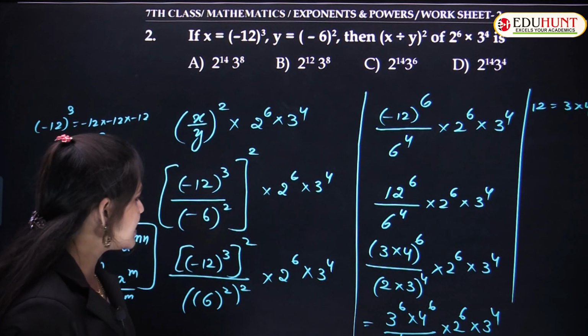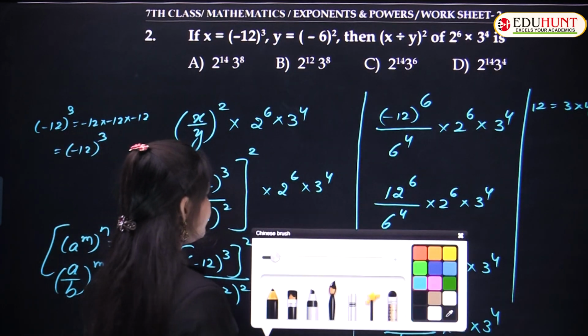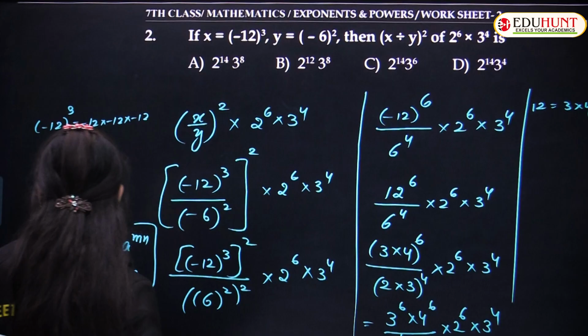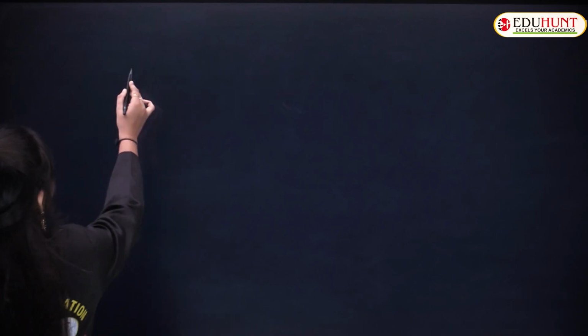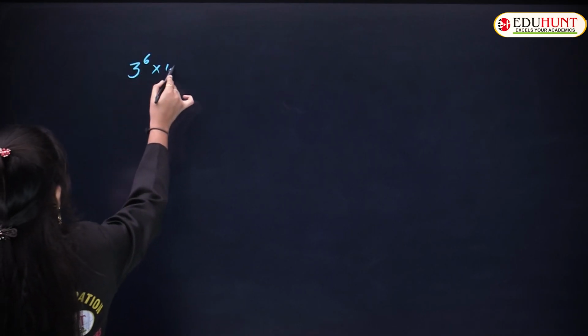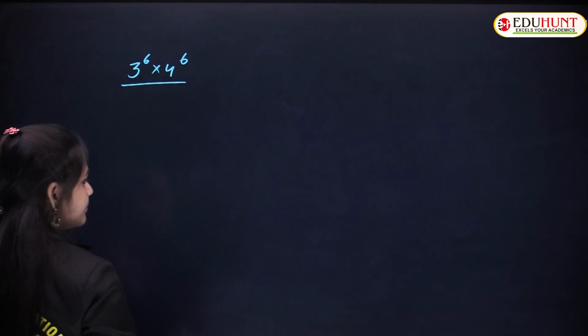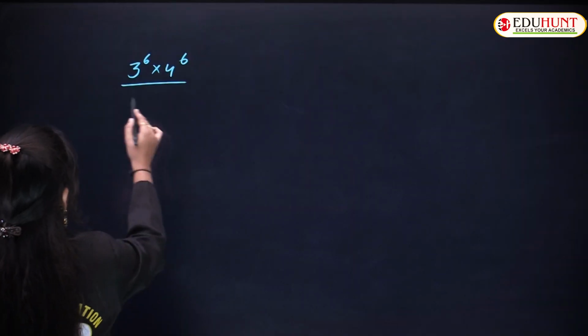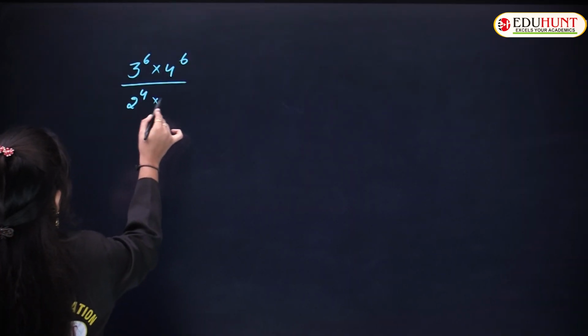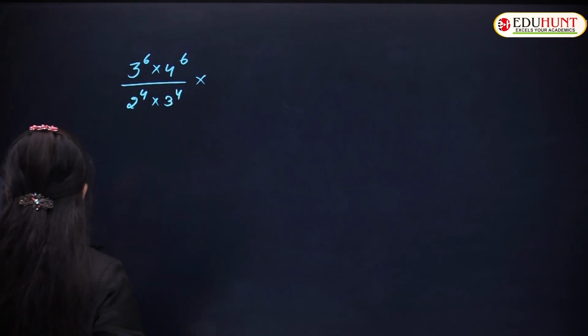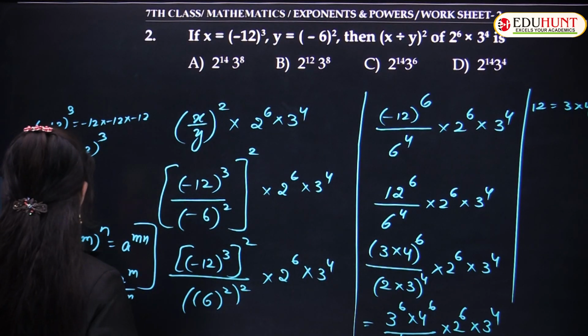Okay, ma? Now cancellation. Or else directly I am writing here: 3 power 6 into 4 power 6 by 2 power 4 into 3 power 4 into 2 power 6 into 3 power 4.